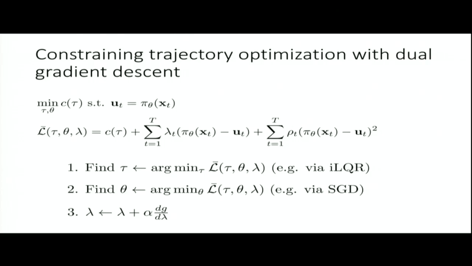Just increment all of your Lagrange multipliers, this should be lambda t, by some step size times the dual gradient, which is the amount of constraint violation. So fairly simple algorithm that alternates between optimizing trajectories and supervised learning, and then increments the Lagrange multipliers. And this corresponds to optimizing your policy under some dynamics which may be learned without actually having to do backprop through time. OK. Does anybody have any questions about this procedure?